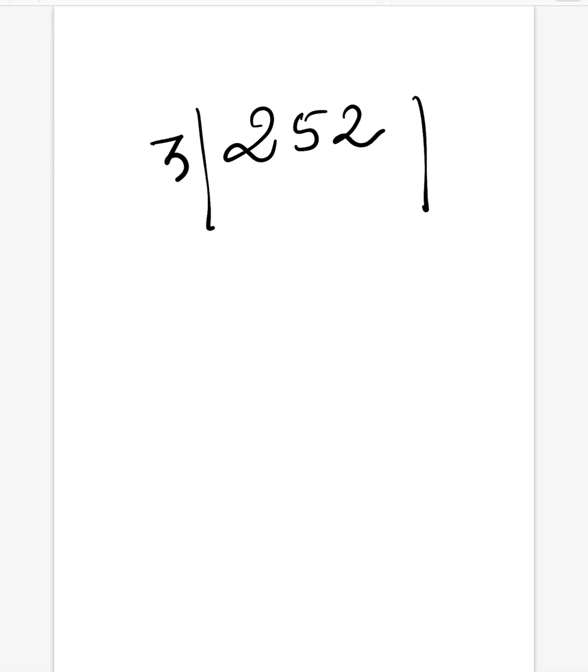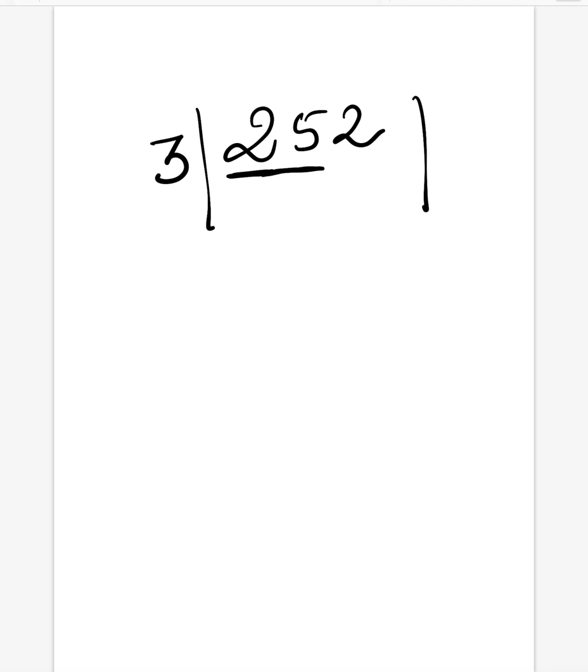So if I have a number 252, and I want to divide this number by 3, what do we have to do? What is the first digit? The first digit is 2, but we can't divide 2 by 3. So we have to take these two digits, 25.